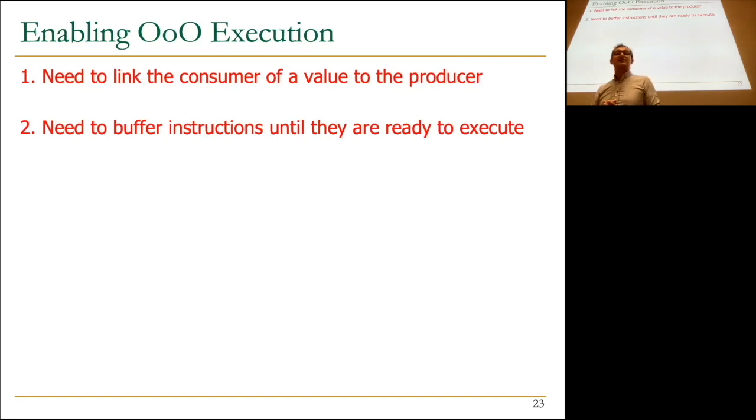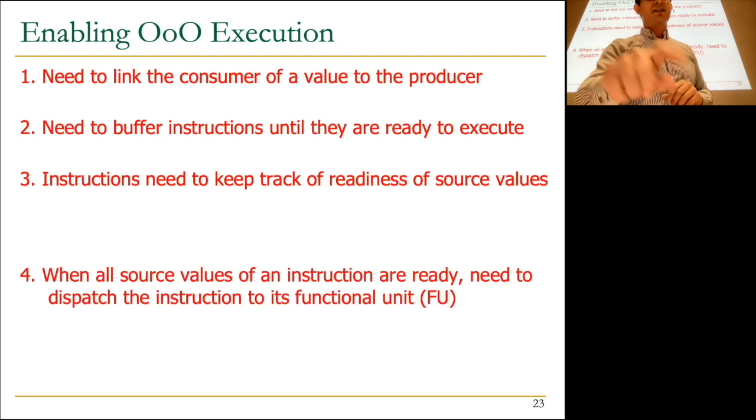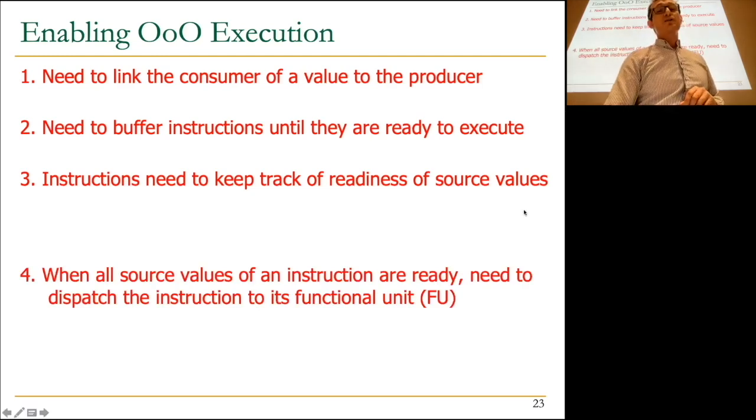Then you need to buffer the instructions until they're ready to execute, because you need to prevent the dispatch stalls and you need to provide some place, hardware, to keep these instructions. While the instructions are being buffered, they need to keep track of the readiness of their source values, as we have discussed, and we're going to talk about that a little bit more. And then when all the source values of an instruction are actually ready, we need to dispatch the instruction to the functional unit. So these 4 things are necessary.